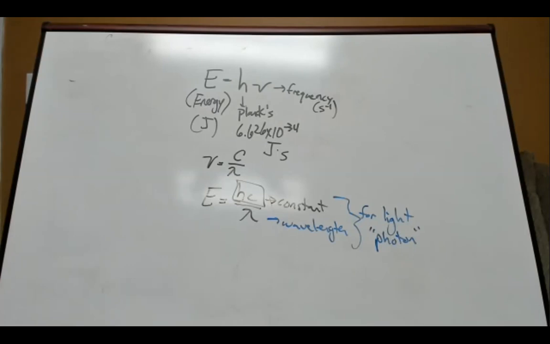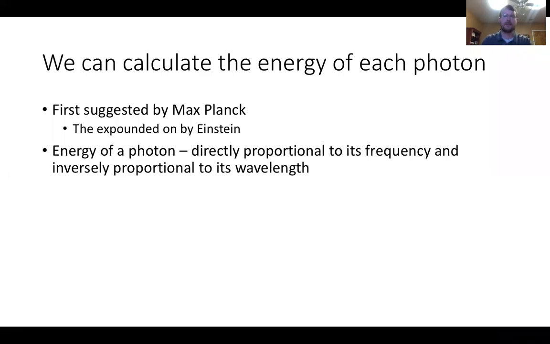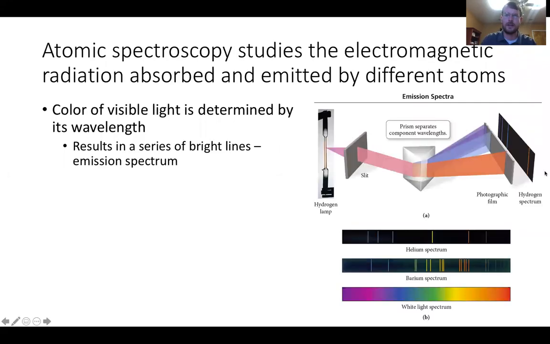And so let's go ahead and switch cameras. Let's go back to the PowerPoint, right? And so we can calculate the energy of a photon.